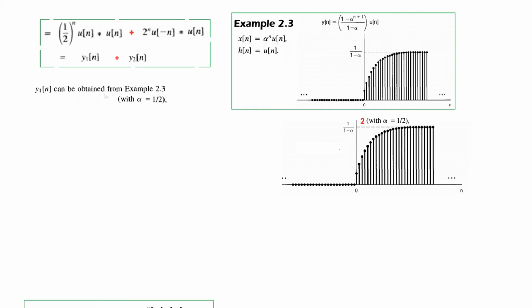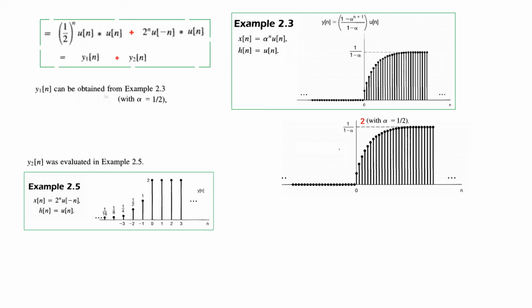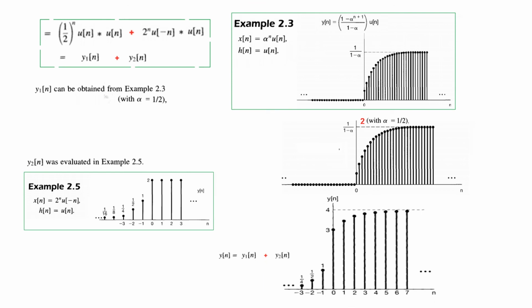Similarly, we had done another problem, example 2.5, where we used exactly the same question, with 2^n u[-n] and h[n] equal to u[n]. In that case, we got this answer. We'll just copy this answer and call it y2[n]. This is our y2[n], and now for the final answer, we'll add these two.